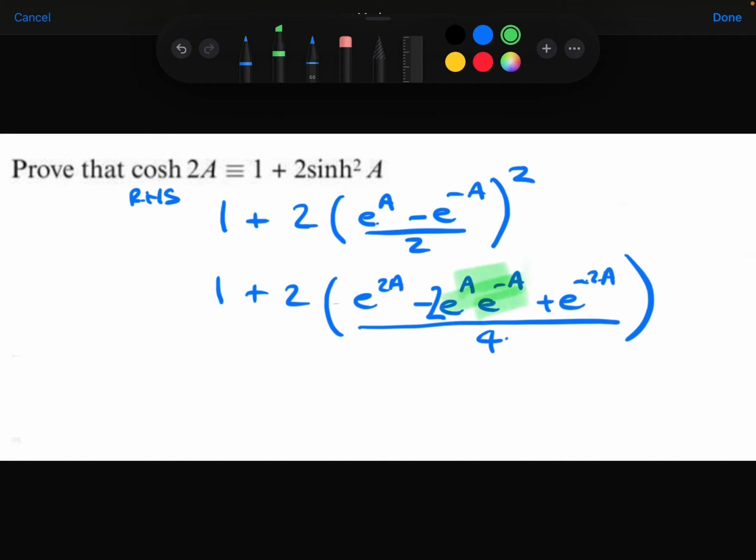These two terms here in the middle will cancel out. So I will have 1 plus 2 lots of the e to the 2a plus e to the minus 2a, and I've got that minus 2 still on the inside there, all over 4. I'll take that 4 outside here. So the 2 over 4 is the same thing as a half.